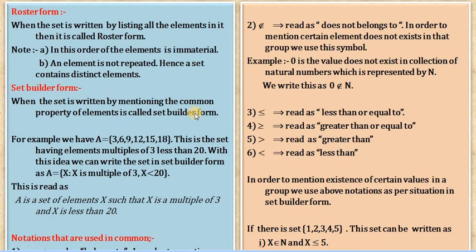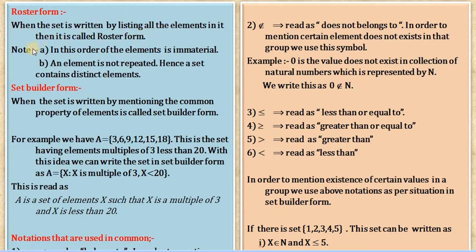Now let us go to the next concept. The set form exists in two different forms. One is roster form and another one is set builder form. What is roster form? So when the set is written by listing all the elements in it, then it is called roster form. Means in this set we can find all the existing elements clearly.